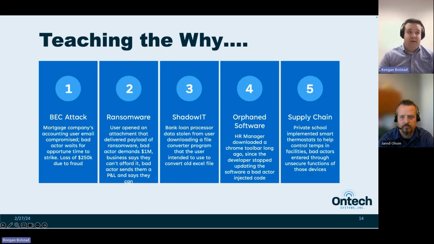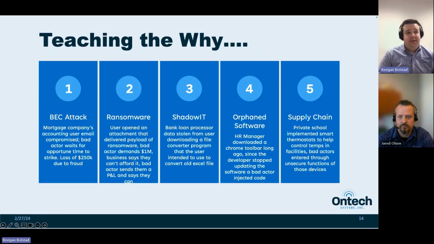Orphan software. An HR manager downloaded a toolbar long ago, and it just sat on that system. That user stopped using the toolbar, but that software was still installed on that system and it became susceptible. A bad actor injected code into that, which then allowed them to compromise that user's system.